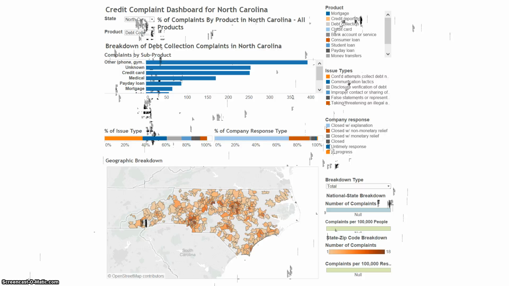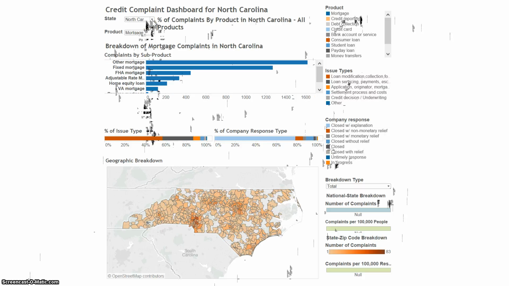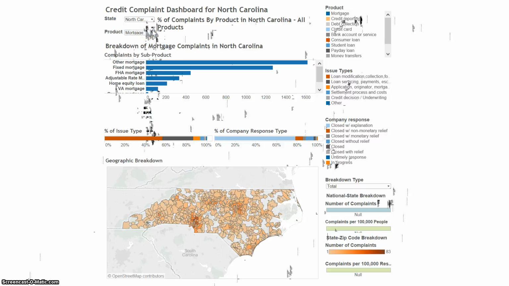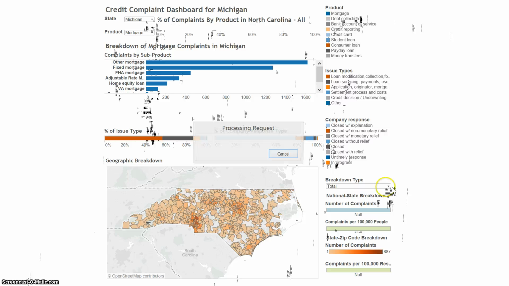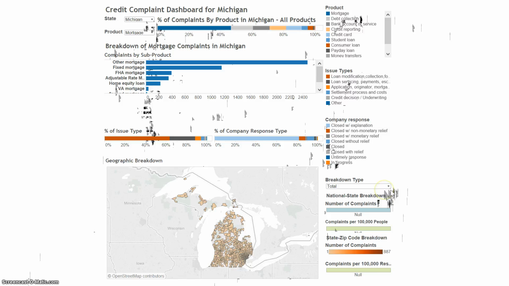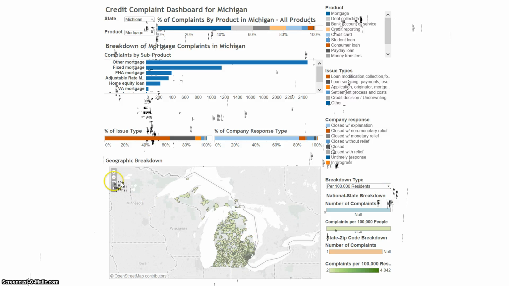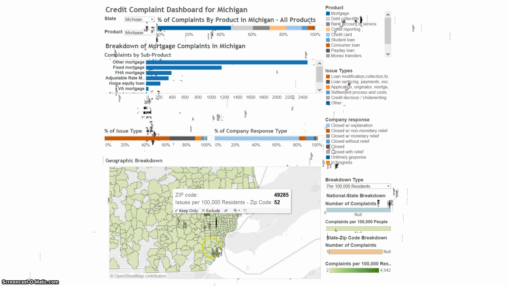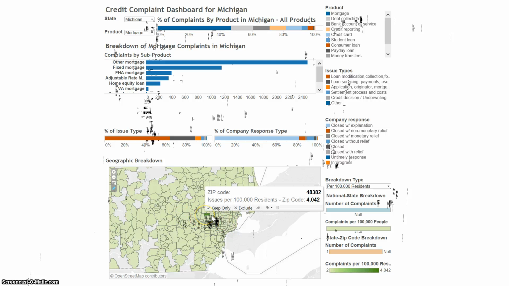Looking at this as potential fraud, we can go ahead and jump to Michigan's mortgage to find a zip code where there's definitely something that needs to be investigated. We all know that Detroit is not doing very well economically currently, so let's dive into that area. And here we can see this one area. This is Commerce Township. Commerce Township currently is showing 4,042 issues per 100,000 residents.